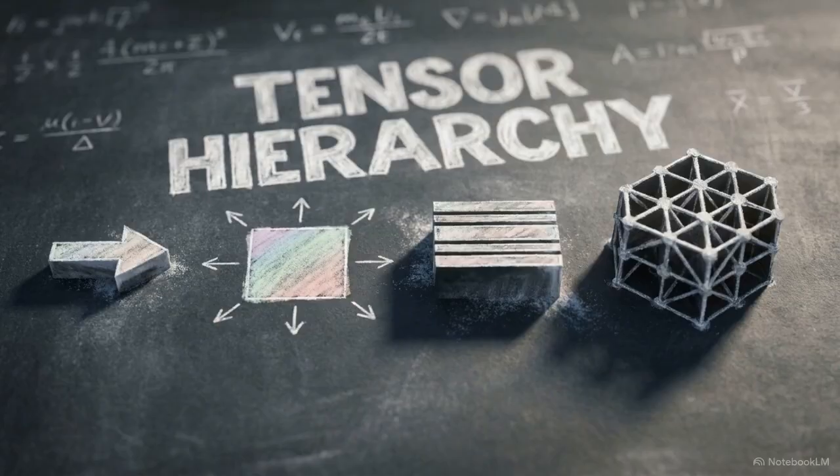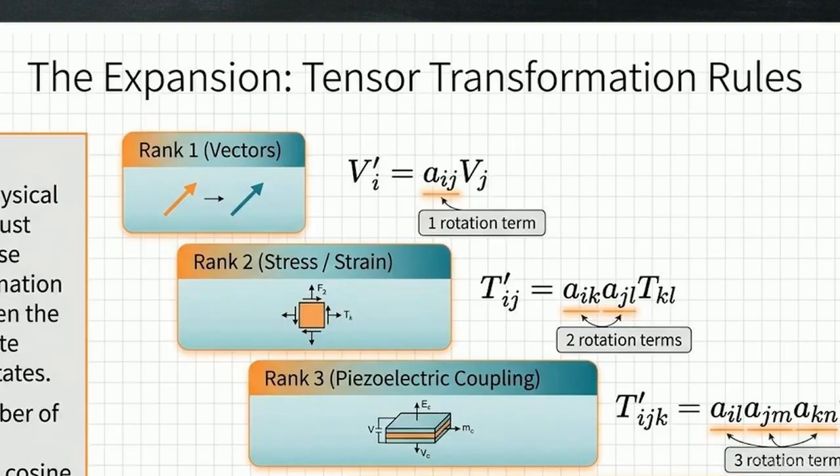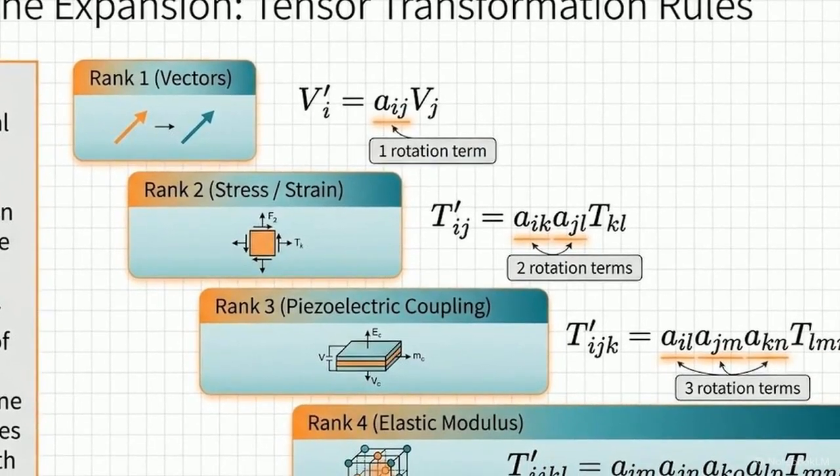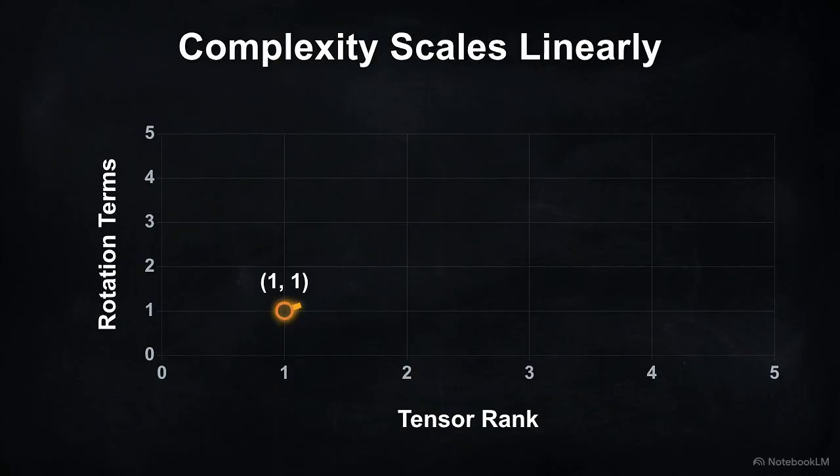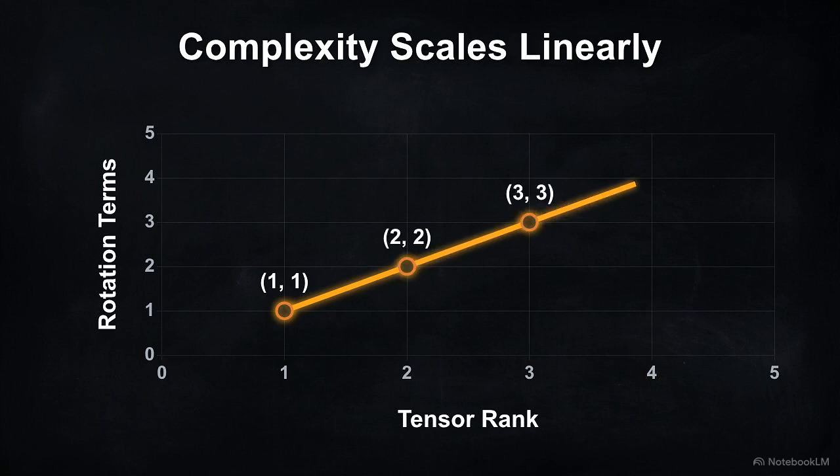Material properties are categorized by tensor rank, which describes their directional complexity. A rank 1 vector, representing a simple directional property, requires only one directional cosine term to translate into a new frame. Stress and strain are rank 2 tensors. Because they operate across multiple planes, they require 2 rotation terms to be calculated correctly. As the physical complexity of the property increases, the number of required rotation terms grows in direct proportion.